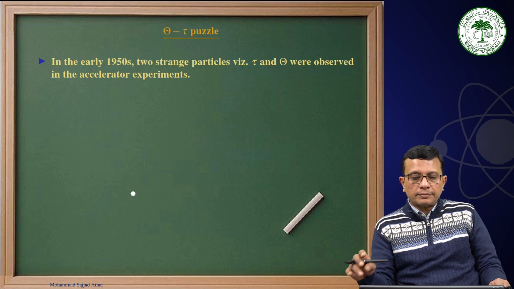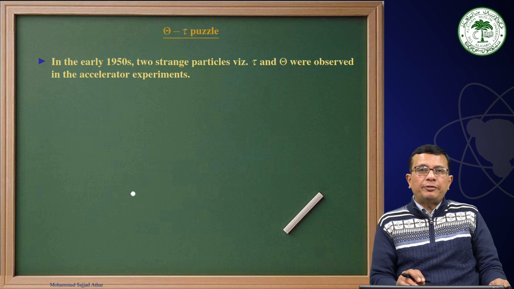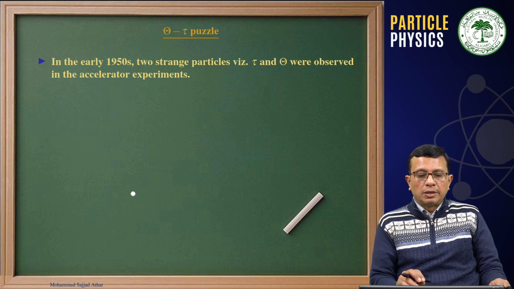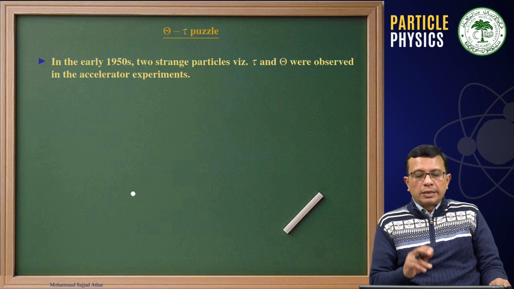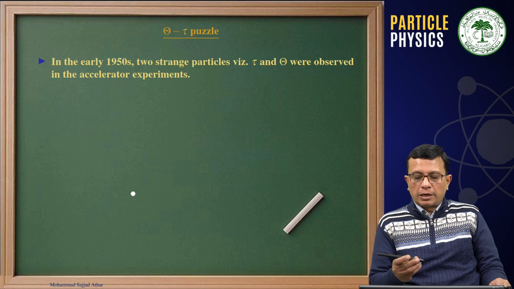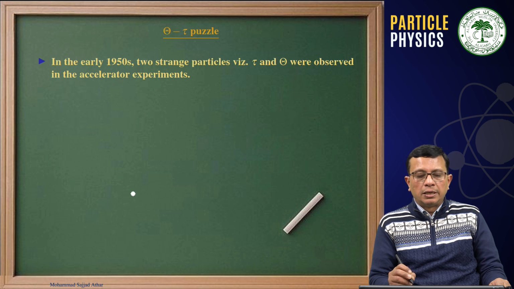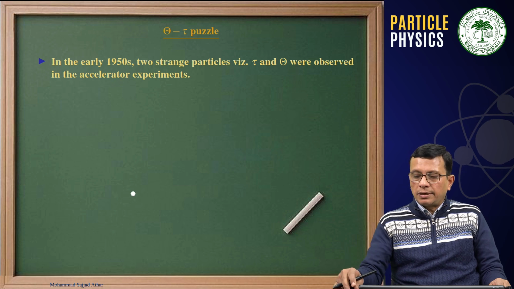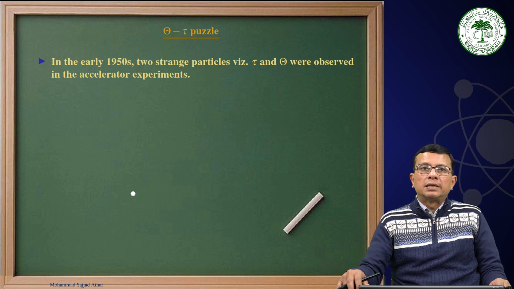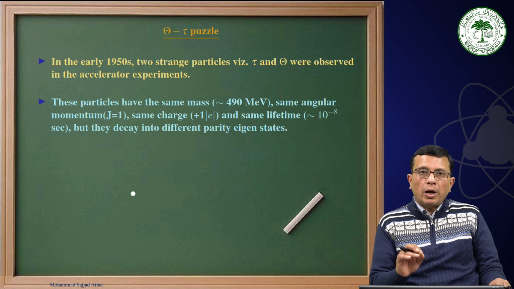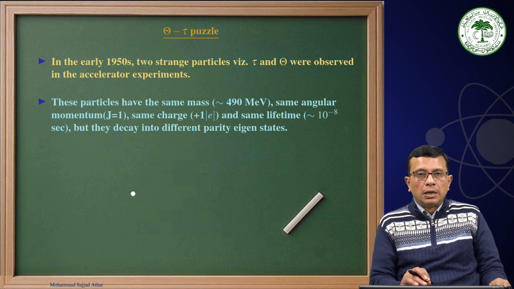Now let us come to a very interesting result that was obtained from the accelerators in the early 1950s. Two strange particles were observed. One was called tau, the other was called theta, and this is known as the theta-tau puzzle. Why was it a puzzle?